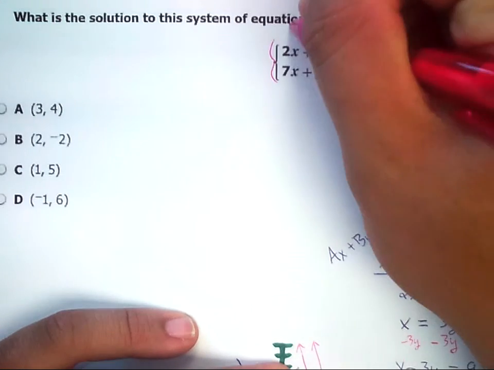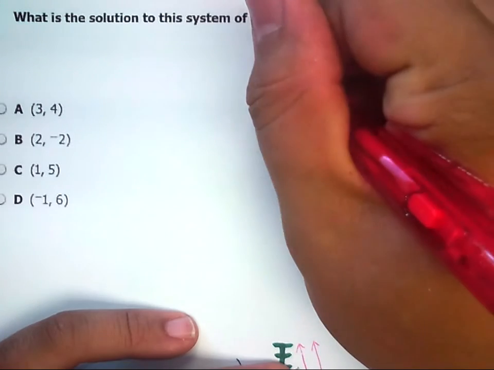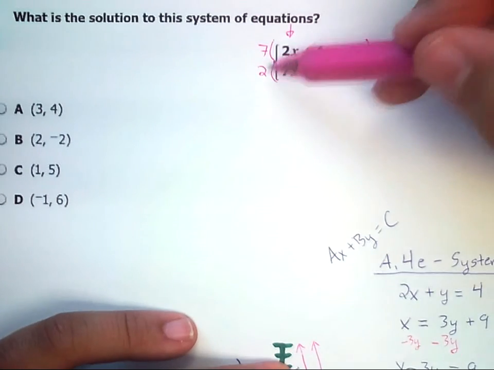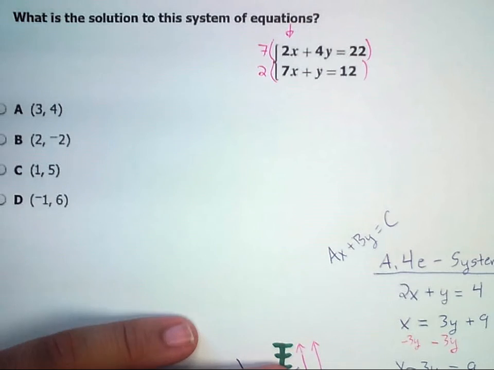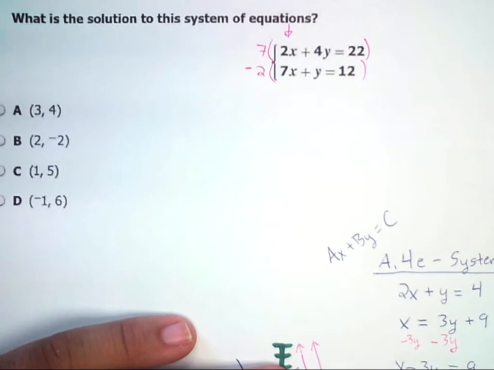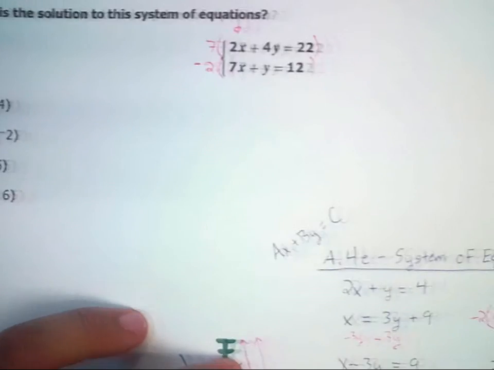So I'm trying to get rid of the x. So we're going to multiply the top by 7 and the bottom by 2. And that just came from right there. However, that's not going to cancel anything out. Those are both going to give me 14. So we need to make one of them negative. Let's see what happens when I clean this up a little bit now.